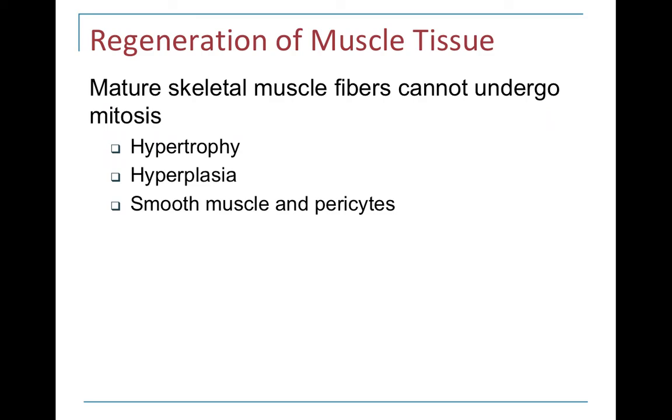How does our muscle regenerate? Well, mature skeletal muscle fibers cannot actually undergo mitosis. We have hypertrophy and hyperplasia. So both are increases, but hypertrophy is actually an increase in the size of the cell. So the existing cells will enlarge to create hypertrophy, whereas hyperplasia is an increase in the number of muscle fibers. And smooth muscle will have pericytes that will help it to regenerate.